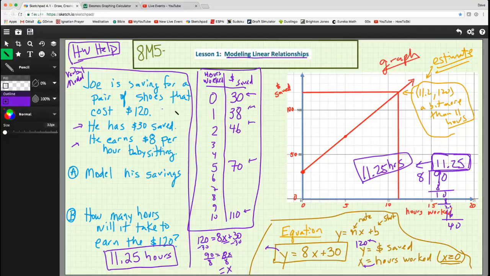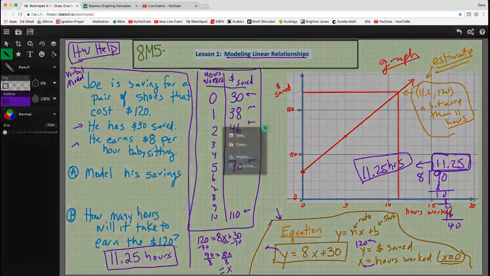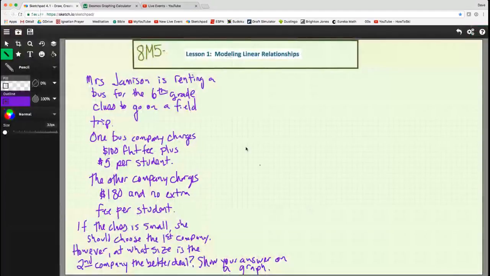So hopefully this makes sense. Again, verbal models, T-charts, graphs, equations, all the same thing. All can answer questions about the problem. Some versions of the model, like algebra, can give you exact answers a little bit more easily. Graphs are often a little bit better for estimation. T-charts can be kind of cumbersome to fill out, but can be really quick and dirty if you want to answer a quick question about a number of hours worked and dollars saved. So they all have their advantages. And now let's move on to problem 2.